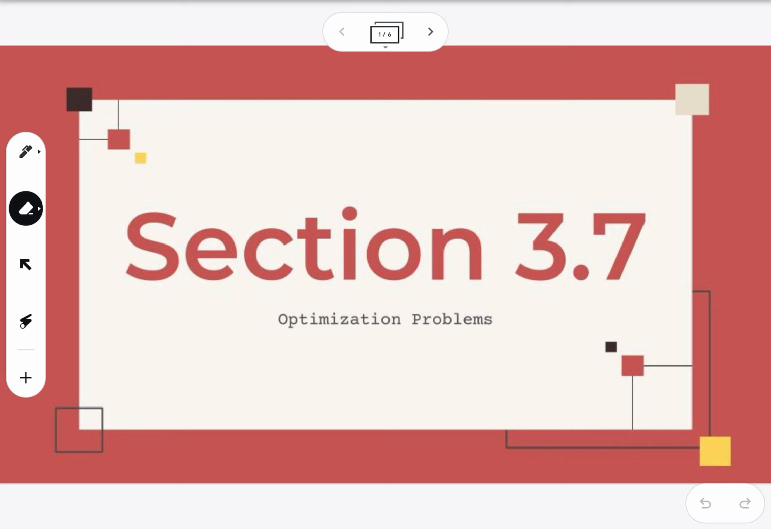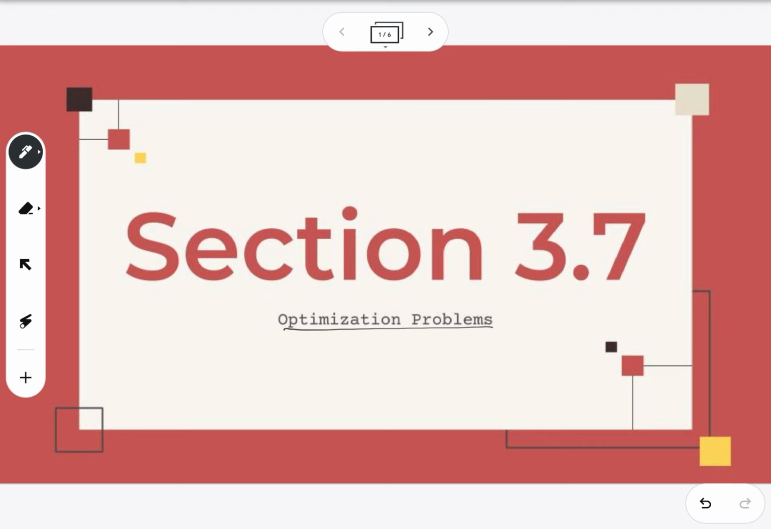Section 3.8 is, they're all interesting, but 3.8 is about this thing called Newton's method. It's a way to find the zeros of a function, so basically like where I cross my x-axis. But there are easier ways to do it on your calculator. So I thought, let's stop with section 3.7. We're going to talk about these things called optimization problems.